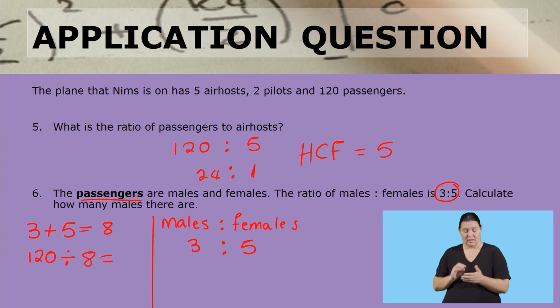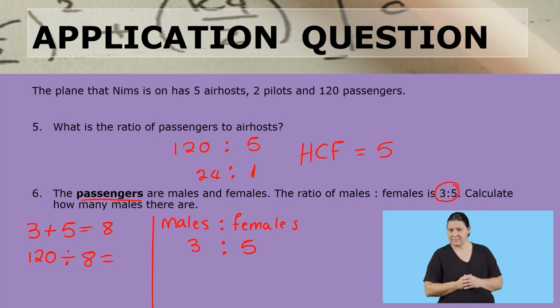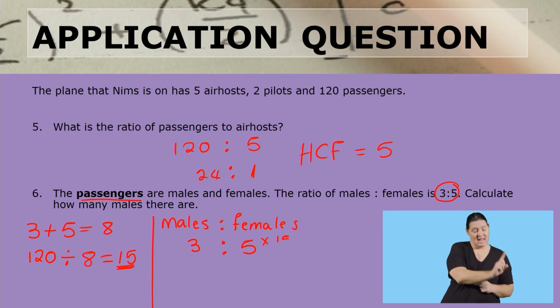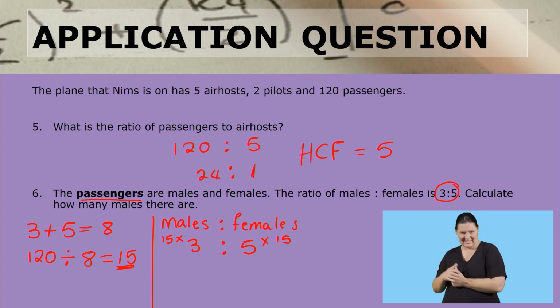So punch into your calculator, what is 120 divided by 8? If your calculator is saying 15, then you are absolutely correct. 120 divided by 8 is 15. Now here's where you have to listen very carefully. What are we going to do with this 15? We are going to multiply each side of the ratio by 15.